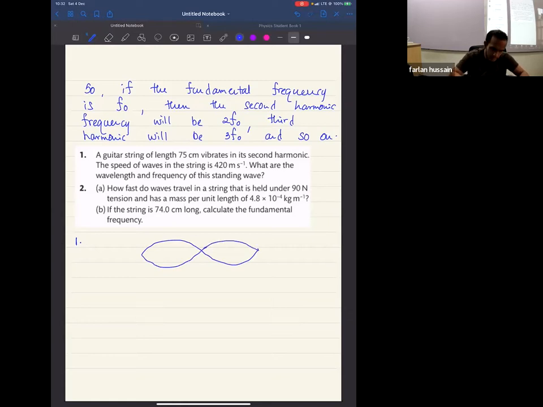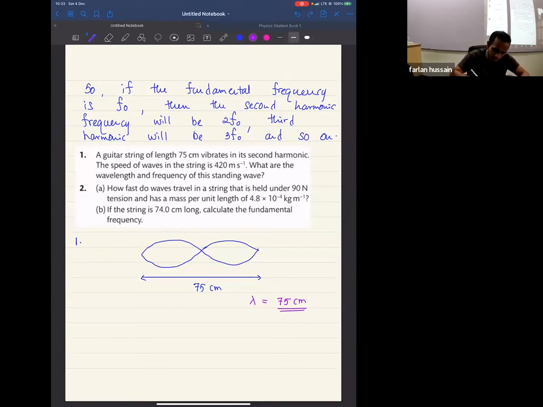The length of this string is told to be 75 centimeters, and the speed is given 420 meters per second. So the question is to find the wavelength and frequency. There's nothing to find in the wavelength. Definitely the wavelength is 75 centimeters, because two loops means exactly this is one wave, right? So the wavelength is going to be that, which is 75 centimeters, or in meters, you can give it 0.75 meters.